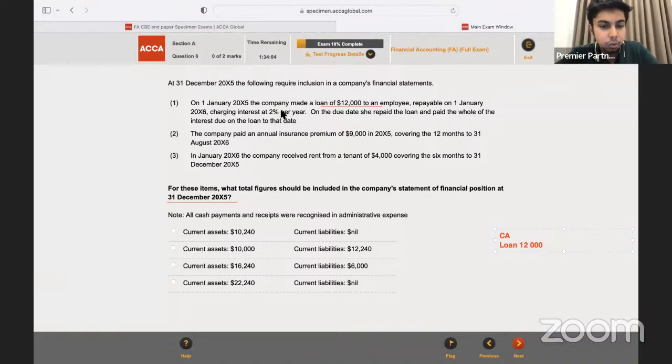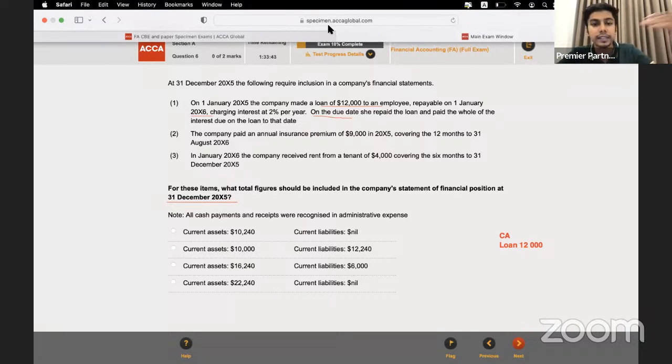Charging interest at 2% that year. Okay, charging interest at 2%. On the due day, she paid the loan and the whole interest. Now, guys, understand, she paid the interest on the due date, which means she paid the interest in 2006. Now, our question is for December 2005. So at that date, it was interest receivable. Do you understand that part?